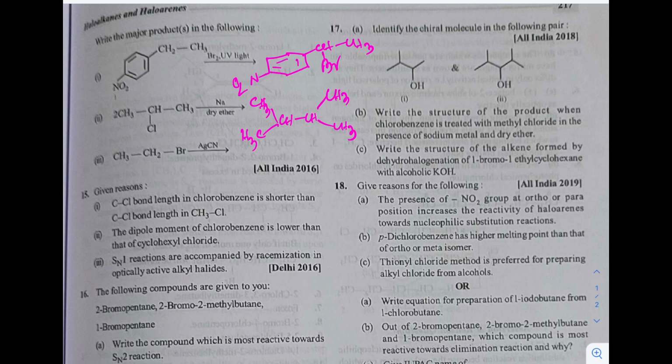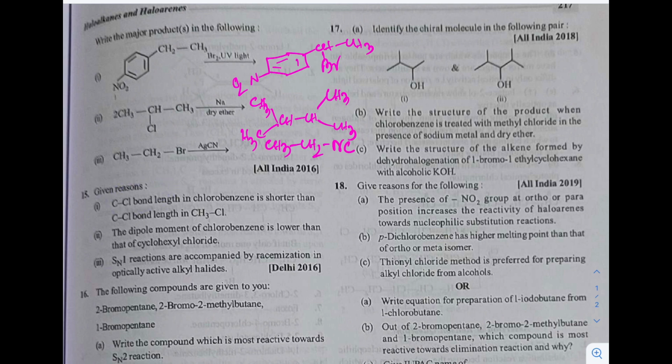Next, question 3. CH3CH2Br is being treated with AgCN. So obviously here an isocyanide or isonitrile will be formed, meaning NC will be produced. It's done.